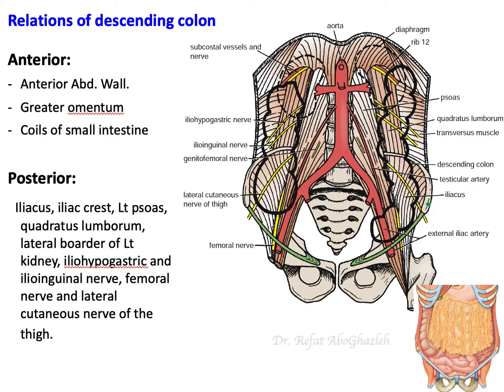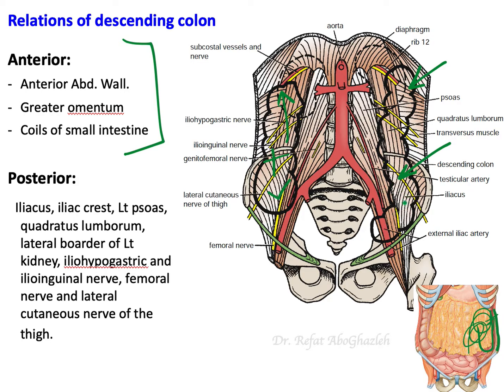Okay, now again, as I mentioned earlier, the relation of the descending colon would be similar to the relation of the cecum plus ascending colon. So this is the descending colon, my friends. That means anteriorly, which is similar to the ascending, it's related, of course, to the anterior abdominal wall and greater omentum and coils of intestine. Back to descending, as I mentioned, the posterior relation would be similar to the cecum and ascending.